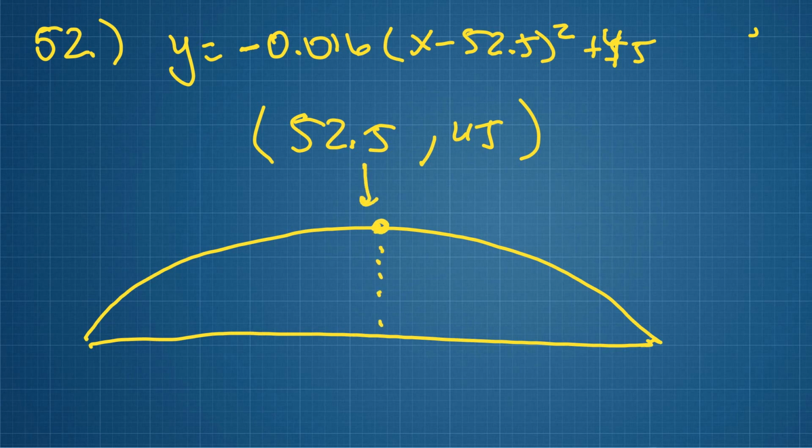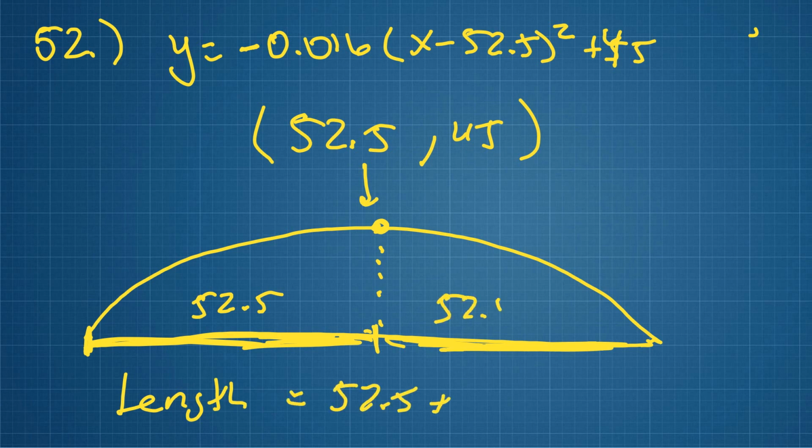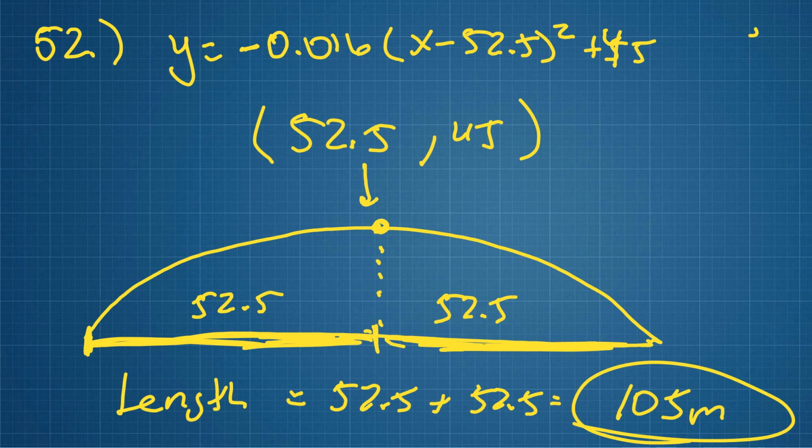Now remember, this is a bridge. This length from here to here is 52.5, and it's cutting in the middle, so this is the same as this. To find the length of the bridge, it's equal to 52.5 plus 52.5. So my actual length of the bridge is just 105 meters, and that's it.